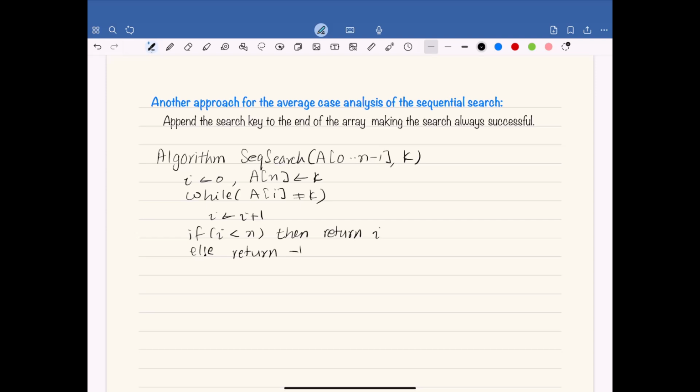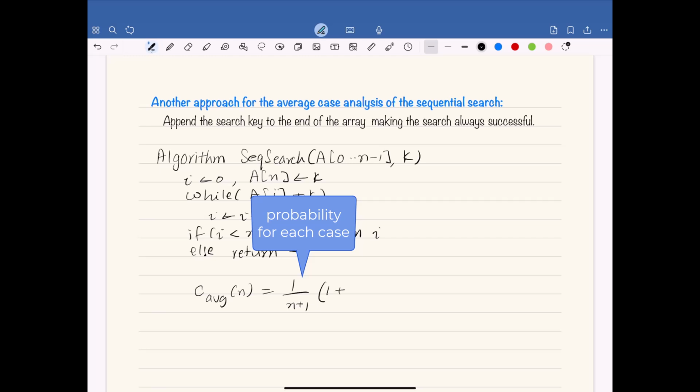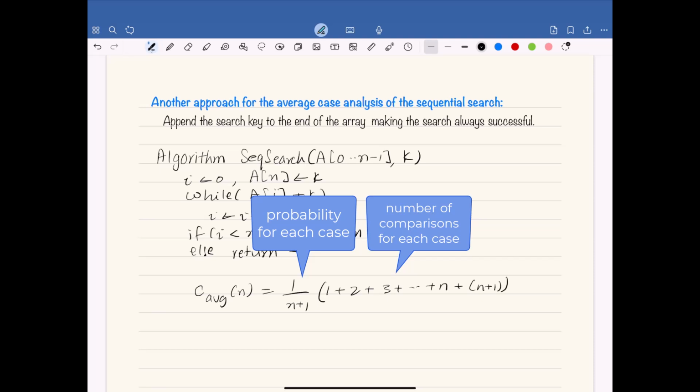If we assume that all cases are equally likely to happen, given a probability of 1 over n+1, we can write the time complexity for the average case as follows. We write C average of n is equal to 1 over n+1 multiplied by 1 plus 2 plus 3 up to the value of n if the key is found at indices 0 to n-1, plus the last case if the loop reaches the end and finds the appended key, and this requires n+1 comparisons.